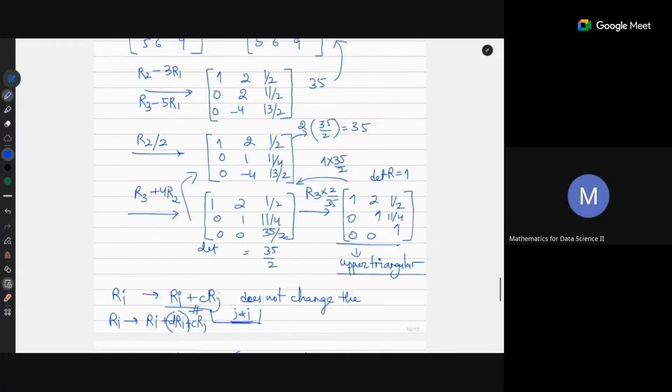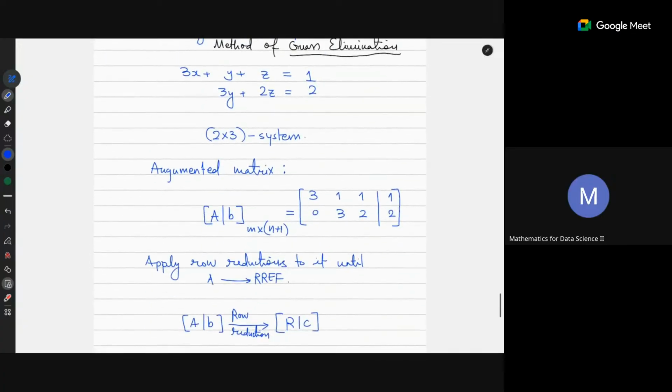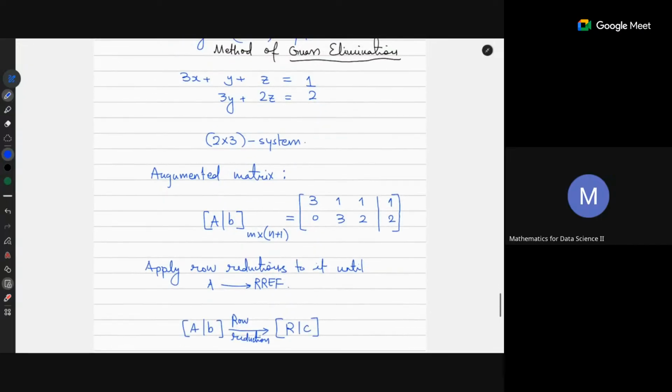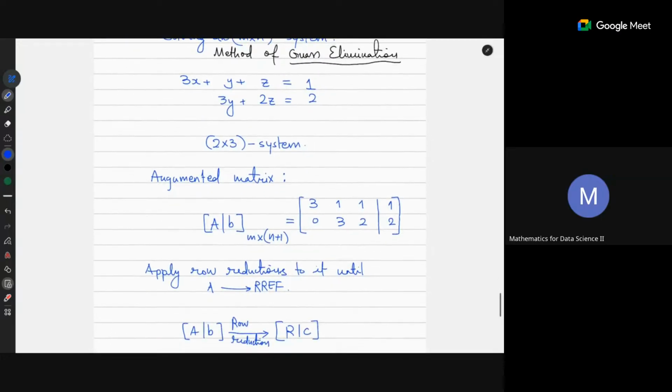Now let's see an example of Gaussian elimination, and then we can call it a day. Suppose you have this system of equations of m cross n type. How do I obtain an augmented matrix for this? You add your constant column vector to the coefficient matrix.